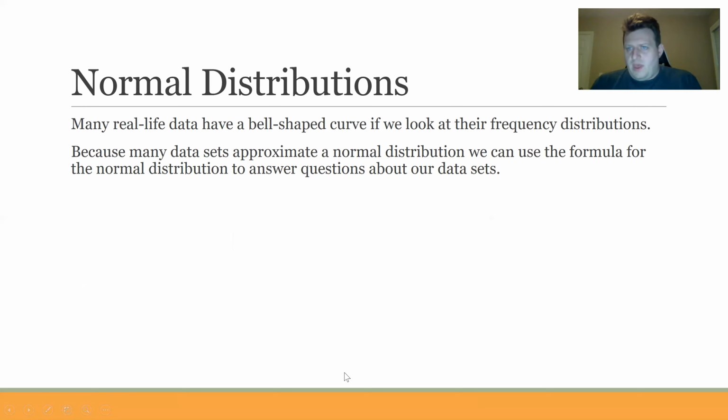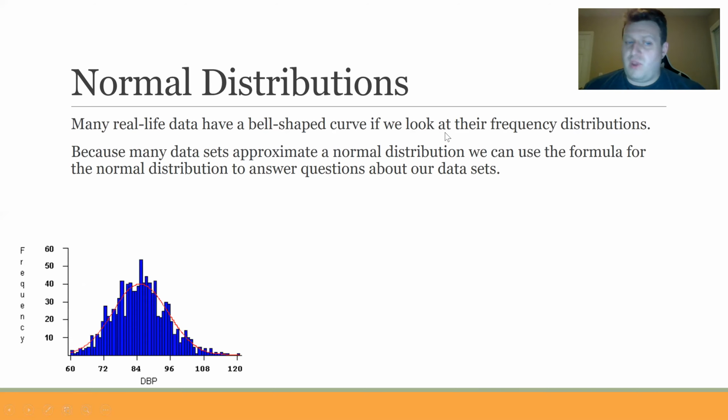If we look at many things in the real world, blood pressure, height, weight, personality, intelligence, attention, whatever we're looking at, the vast majority of the time, if we draw the frequency distribution, we see that the data is normally distributed. Here is systolic blood pressure. We see there's a bell-shaped curve to the data.